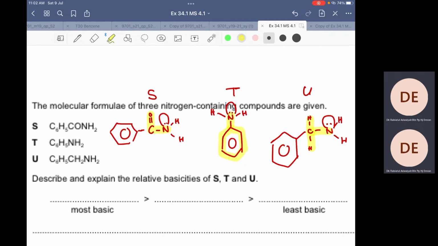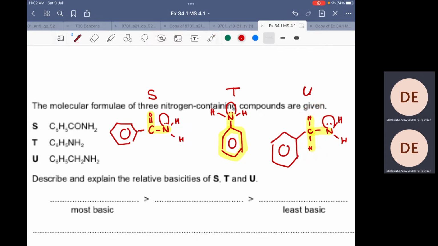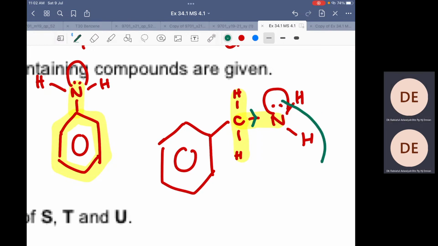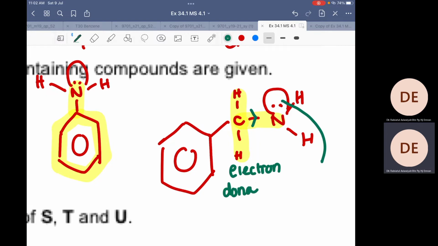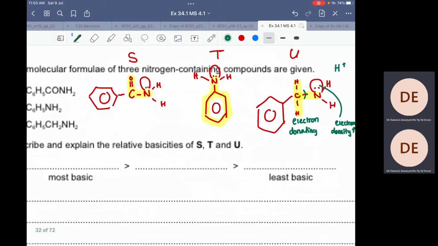Okay, the easiest one to see is U. Why? What is the effect of the CH2 group? It's an alkyl group, so alkyl group, electron withdrawing or donating? Electron donating group. So it pushes electron density, making the lone pair of electrons the most available. So the electron density of the lone pair increases, it will attract the H plus the best. So this is the most basic. U is the most basic.